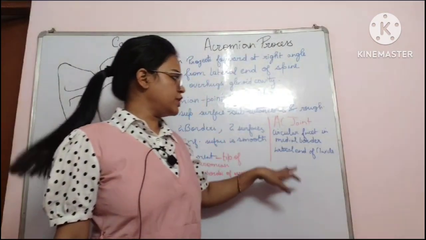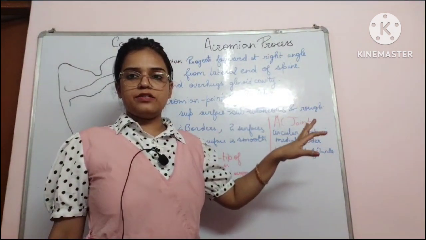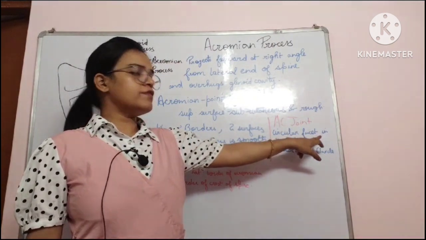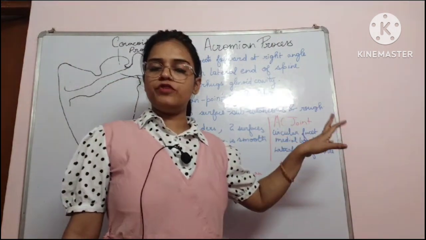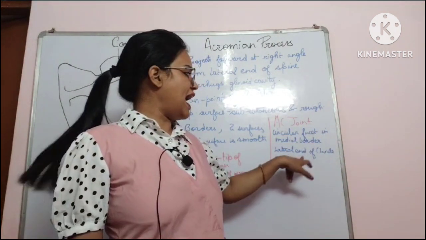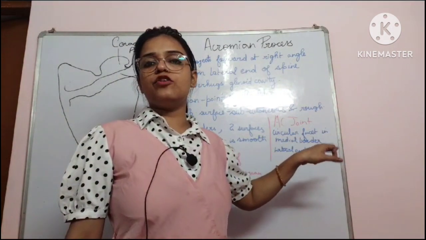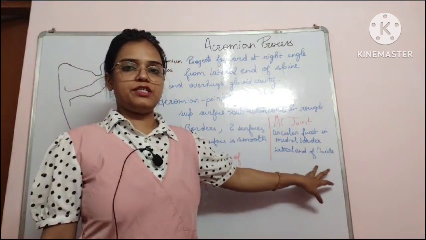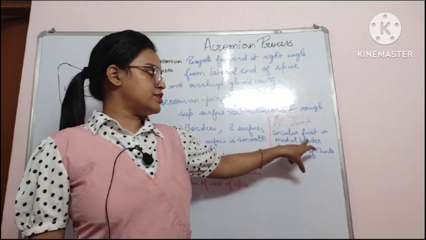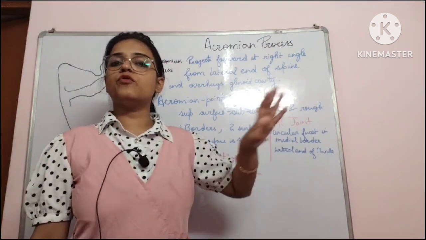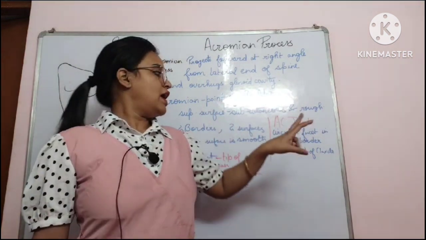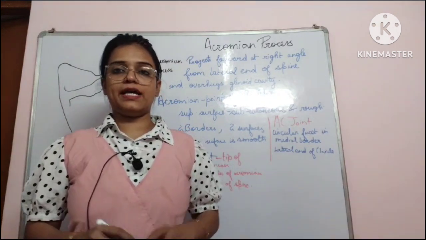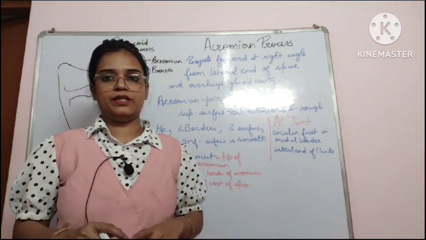Also, we need to know about the AC joint. AC joint is formed by a circular facet in the medial border of the acromion process and the lateral end of clavicle. Again I am repeating, circular facet in medial border of the acromion process and lateral end of clavicle form the AC joint, acromioclavicular joint.